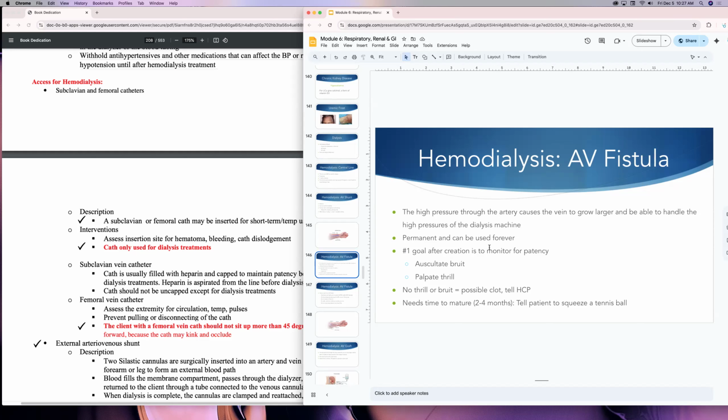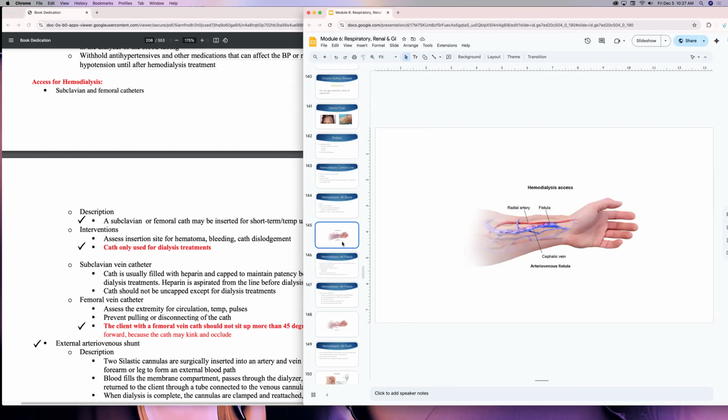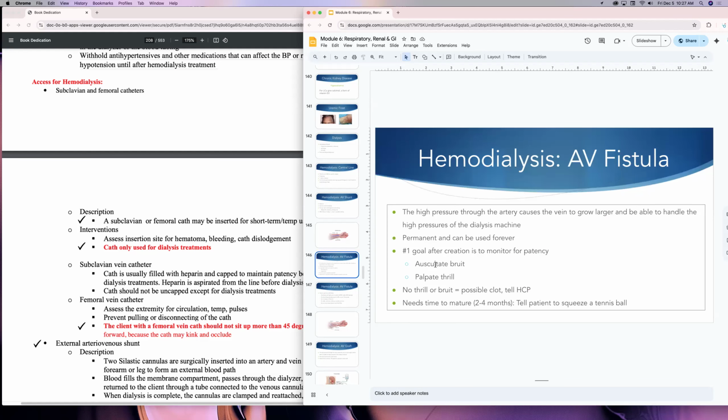So make sure you write that down. The number one goal, we have to make sure that it is open, because we need this for the patient so they can get dialysis. But if a blood clot gets stuck in there and circulation is not moving through there, the whole reason we created it, it's gone. It's ineffective for what we need it for to keep the patient alive. So we have to monitor for patency.